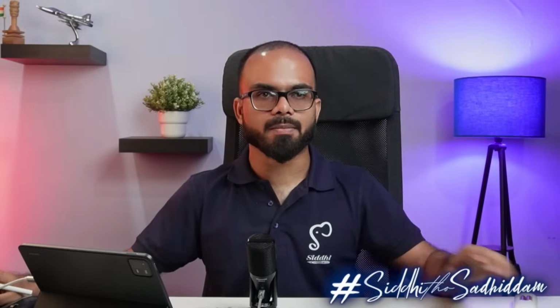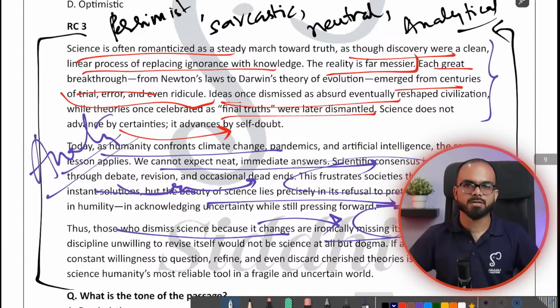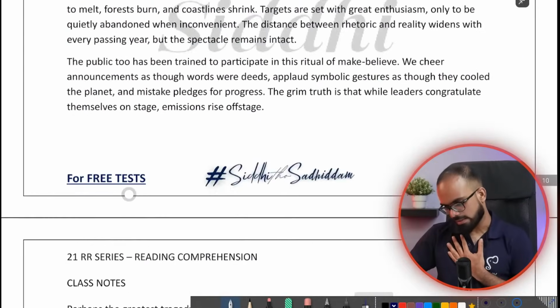Siddhananda, the entire upcoming plan is based on the new syllabus itself. It is based on the syllabus copy only. Right? So, this is about the tone of the RC.